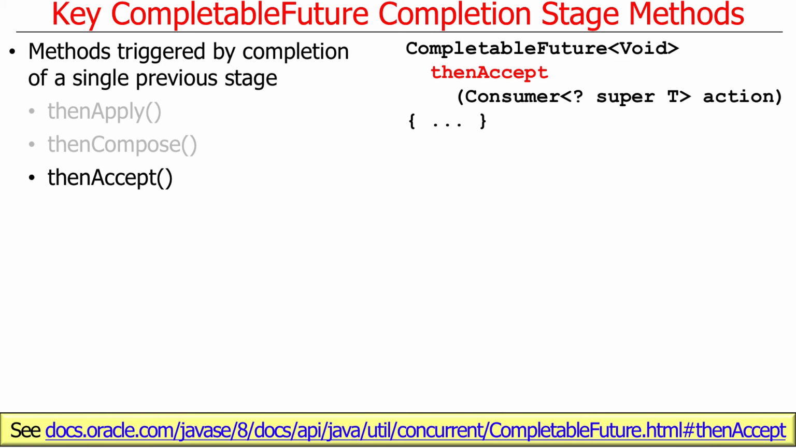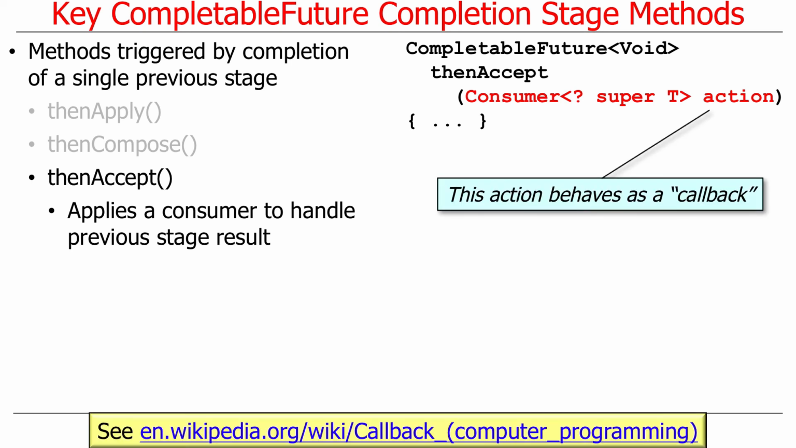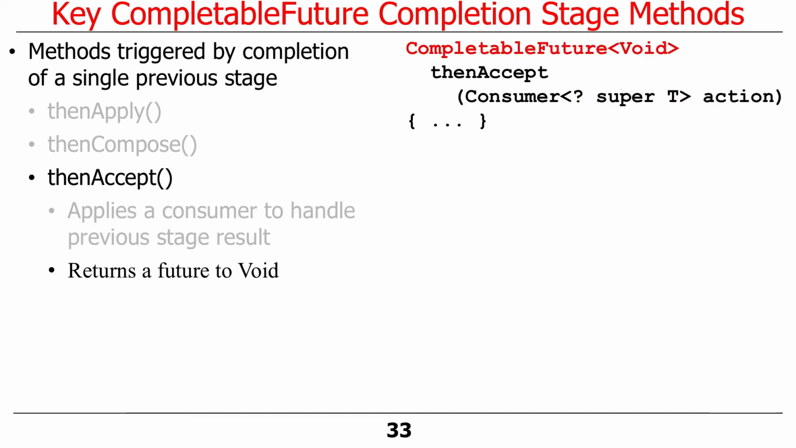Another completion stage method that's triggered by the completion of the previous stage is called thenAccept. This basically applies a consumer action to handle the results of a previous stage. And the action behaves something like a callback in the classic sense of the word callback. That's because it's going to have a side effect as opposed to returning a value back through a completable future. Notice how thenAccept returns a void, CompletableFuture<Void>.